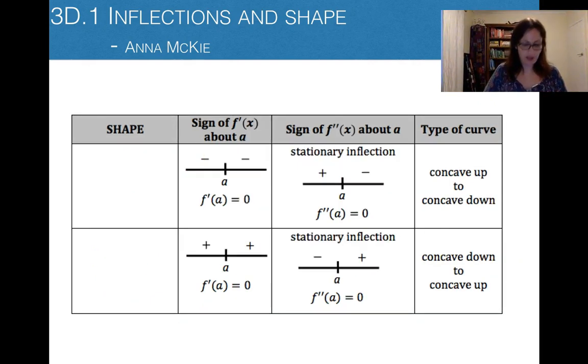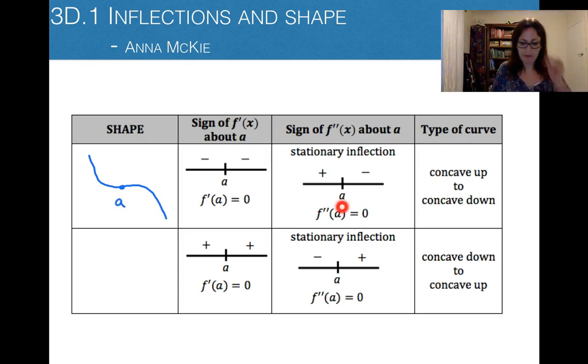The next two, they would look like this. So if we are going decreasing to decreasing with a stationary point at A, what would that look like? You're going downhill, pause at A, and then downhill again. And so the shape that corresponds to that is this, very roughly drawn there at A.